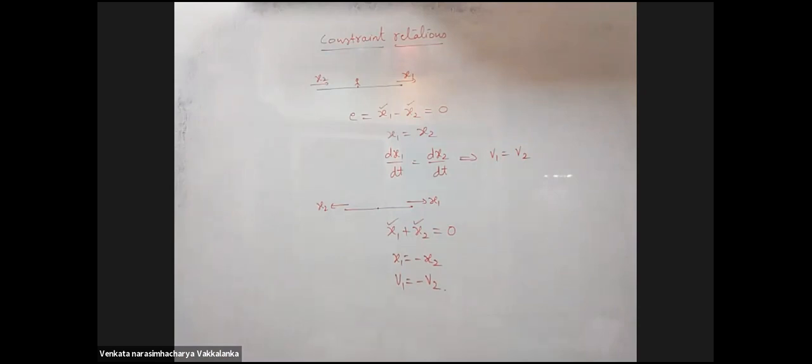Constraint. Constraint dictionary meaning is restriction. One will restrict the movement of the other using a string.